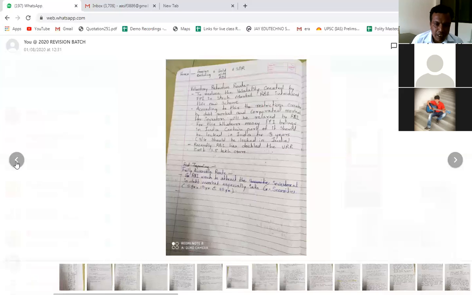Check it. Going to the next page. Voluntary retention route. Here it is mentioned what includes foreign exchange. Foreign exchange includes foreign currencies, gold with RBI and SDR. Now, can anybody tell me why the gold with RBI can be considered as a foreign exchange reserve? Yes, can anybody explain why gold can also be considered as a foreign exchange reserve?